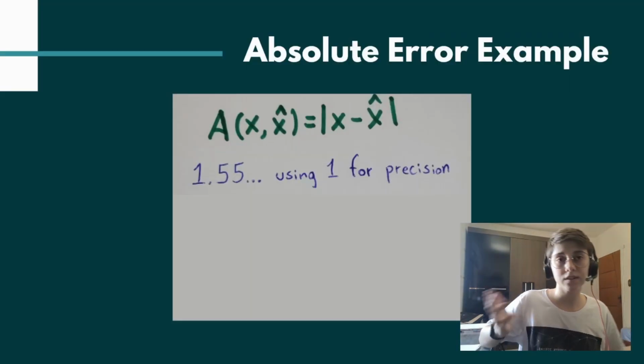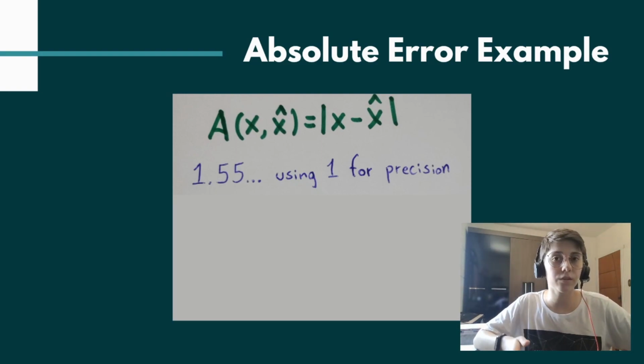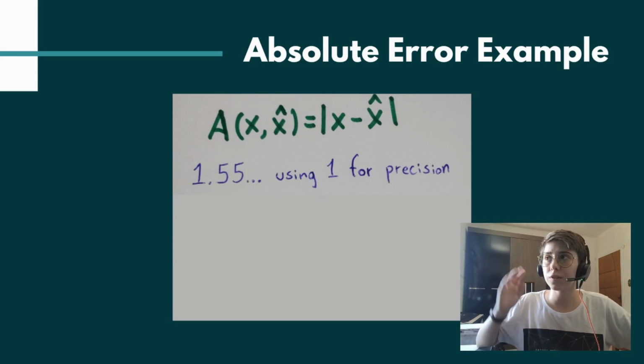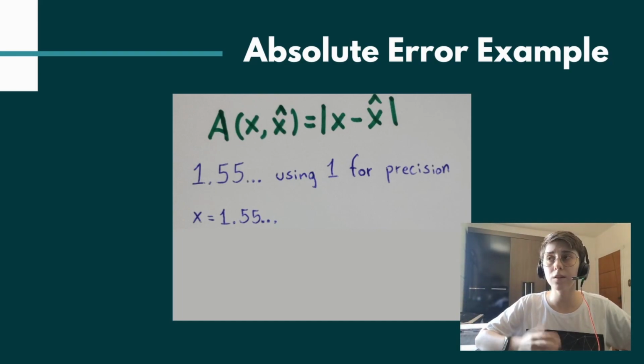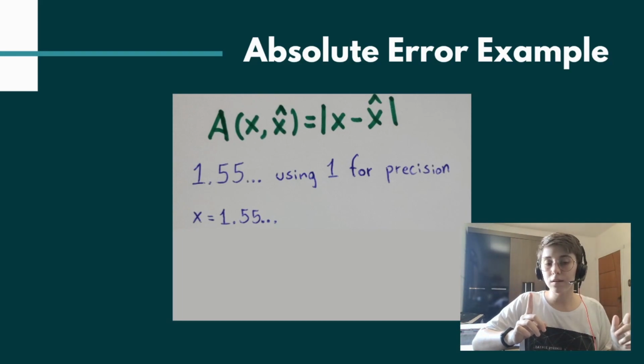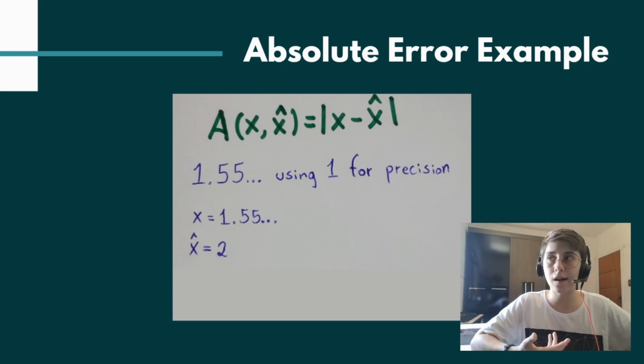So let's go to the examples. Today I will show three examples of how to calculate absolute and relative errors. In this first one, I have 1.55 using 1 decimal precision. My x value is 1.55 with infinite fives. If I round this using 1 decimal of precision, I will get the number 1.5, but I have a 5 after it, that is a number that I will round up. So I will make it 1.6, my x approximate value.